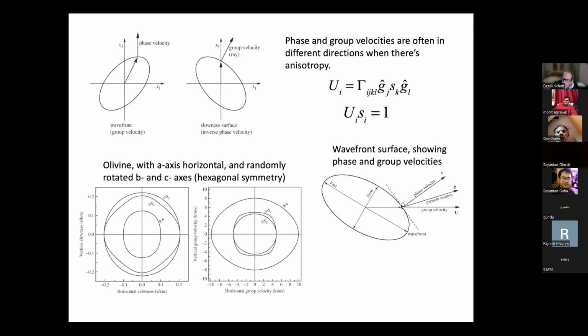So finally, I'd like to note that the particle motion, which is g, so that's the polarization direction, is also going to be varying between the group velocity and the phase velocity. So there's a lot of richness to anisotropic structure.